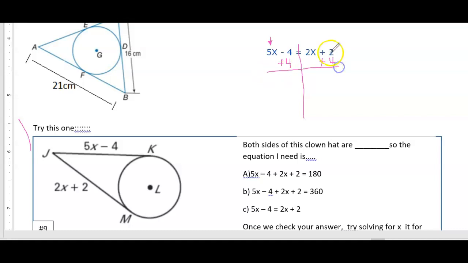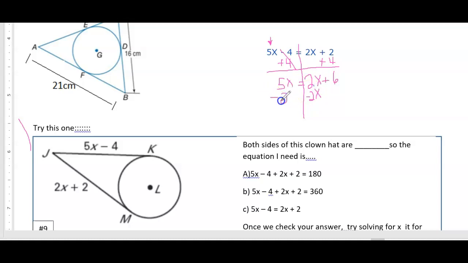So 4 plus 2 is 6. I'm going to rewrite it. It's always a good idea to rewrite everything. So 2x plus 6 equals 5x. My 4 is gone away, right? Now I need to move this 2x to the left side of the equation. I'm going to subtract it because it's a positive 2x. I'm going to put minus 2x on both sides.